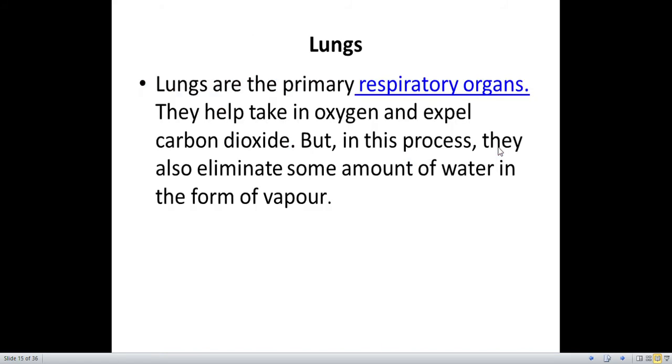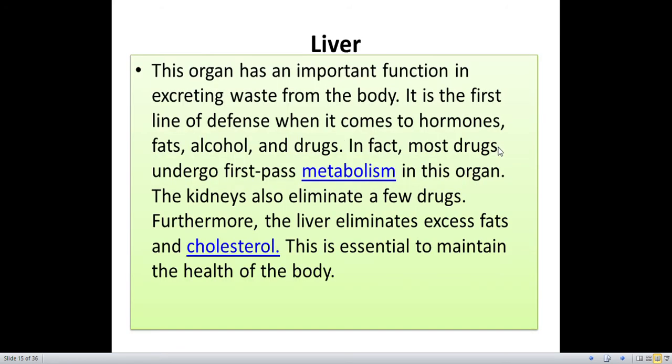Lungs. Lungs are the primary respiratory organs. They help take in oxygen and expel carbon dioxide. But in this process, they also eliminate some amount of water in the form of vapor. So, lungs also act as an excretory organ. So, what are the excretory organs? Lungs, kidney and skin. They act as excretory organs in our body.